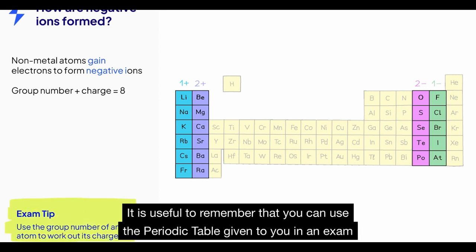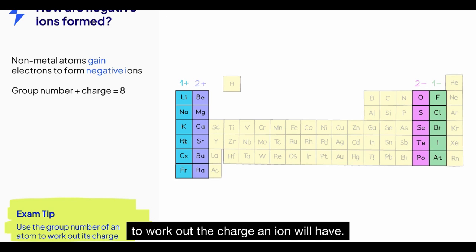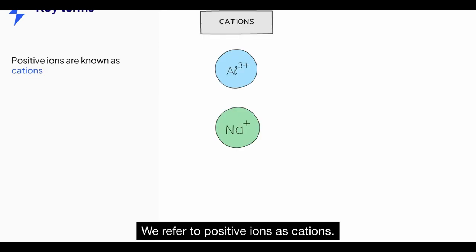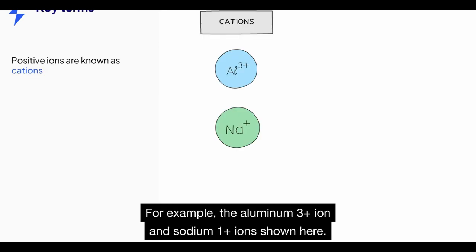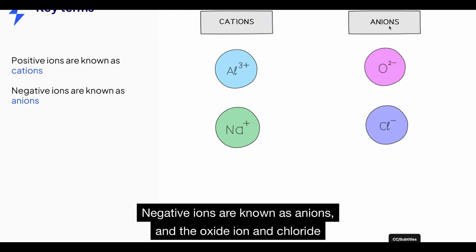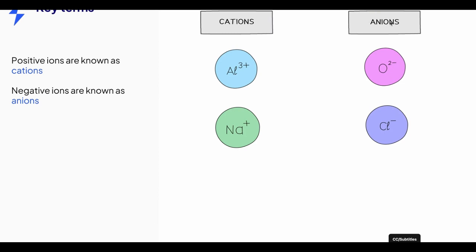It is useful to remember that you can use the periodic table given to you in an exam to work out the charge an ion will have. There are a couple of terms that you need to know in relation to ions. We refer to positive ions as cations, for example, the aluminium 3+ ion and sodium 1+ ions shown here. Negative ions are known as anions, and the oxide ion and chloride ions are examples of anions.